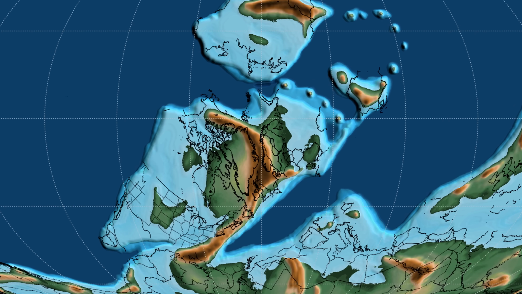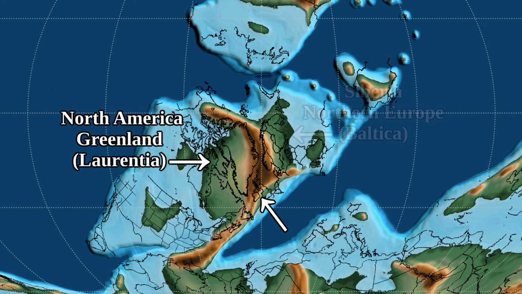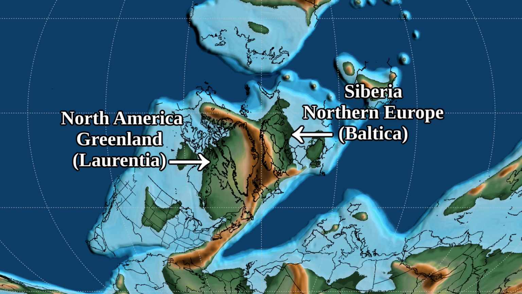As we can see, the Old Red Continent, where the Calamophyton forest was located, is part of the land that is today North America, Greenland, and Northern Europe. This ancient continent formed through the collision of what is today Northern Europe and Siberia, and a landmass called Laurentia, which included North America together with Greenland.